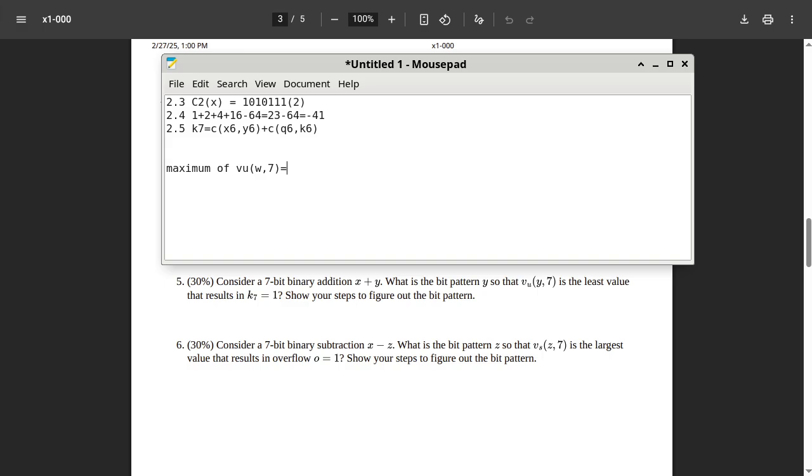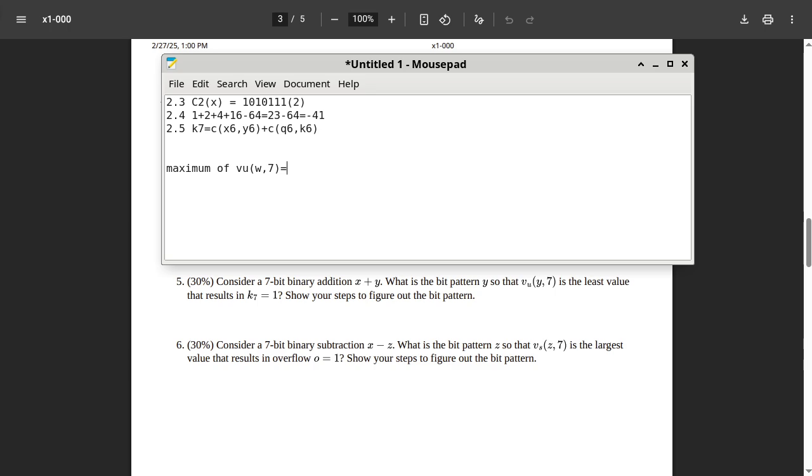16s, 32s, and 64s. Well, you can only have 0 or 1 of each, right? And to get the maximum, you can have 1 of each, which means you have 1 plus 2 plus 4 plus 8 plus 16 plus 32 plus 64, which add up to 127.